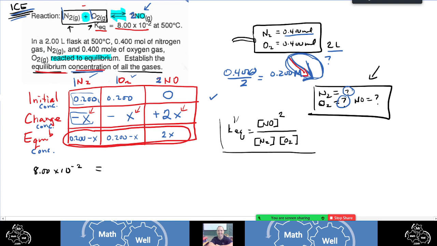Good. Okay, so now let's start filling in values or expressions at least. So I have my KEQ over here on the left. Now I'm going to put 2x on top, and I'm going to square that because that's what my NO is at equilibrium. Because remember, this is at equilibrium. So underneath here then I have 0.200 minus x times itself, or that is 0.200 minus x all squared, because I multiply it by itself here. You see that? Yeah, I can see that.